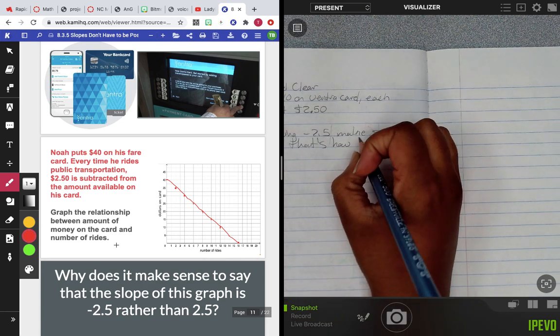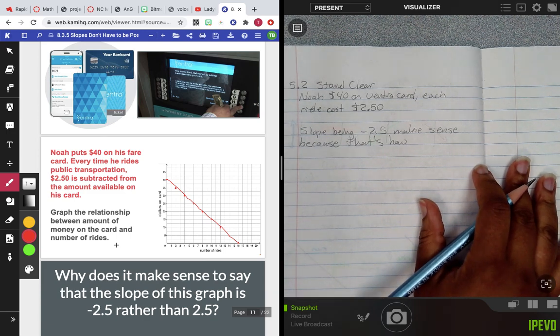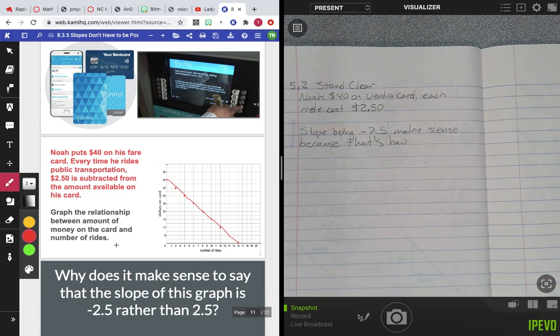If money was being added, then, I'm sorry, guys, if money was being added, then we would use a positive 2.5. But since money is being taken away from him every time he does something, that's why the number is negative.